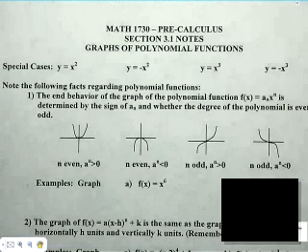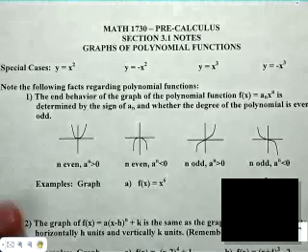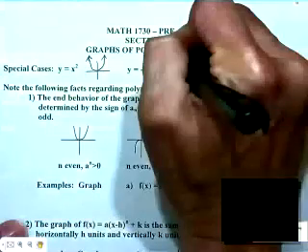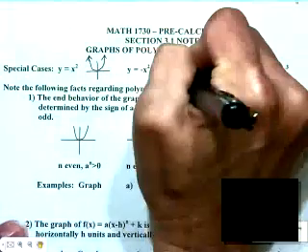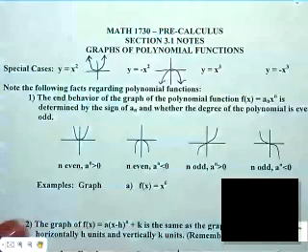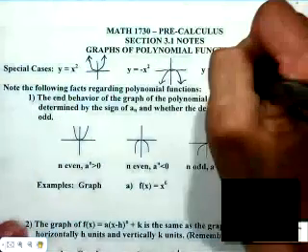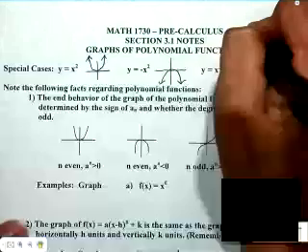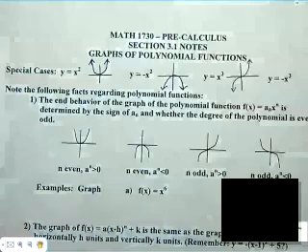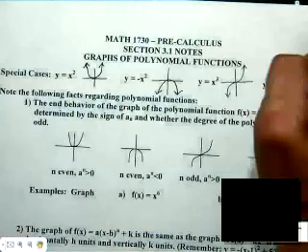The four special cases we're going to look at: y equals x squared, you know it's a concave up parabola with vertex at (0, 0). y equals negative x squared is a concave down parabola with vertex (0, 0). x cubed is that going-uphill, snake-like shape. And then negative x cubed is the reflection of that with respect to the x-axis.